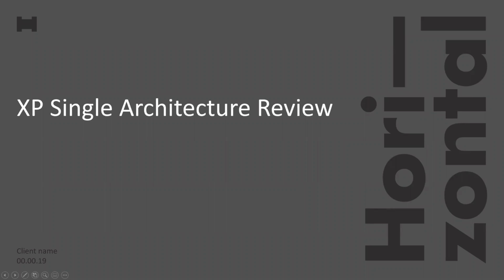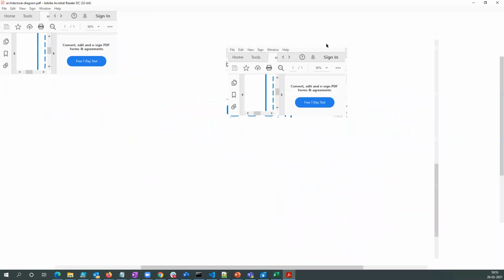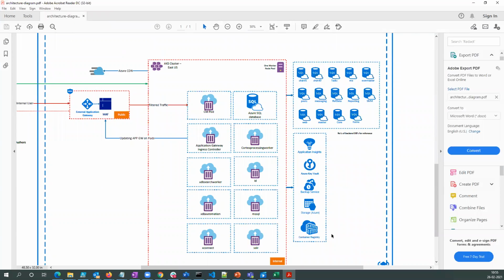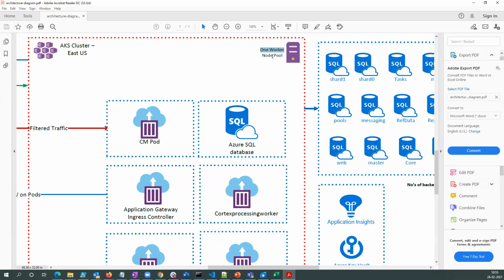So we are going to be seeing the architecture. Now, this one looks very small, so I'm going to pull in the PDF, zoom in a bit, and hopefully you should be able to see it. Okay, so this is how the AKS XP Single architecture looks. You have the AKS cluster in the East region already defined. We are going to be running it on one worker node pool. Let me zoom in a bit more so that you can see it.